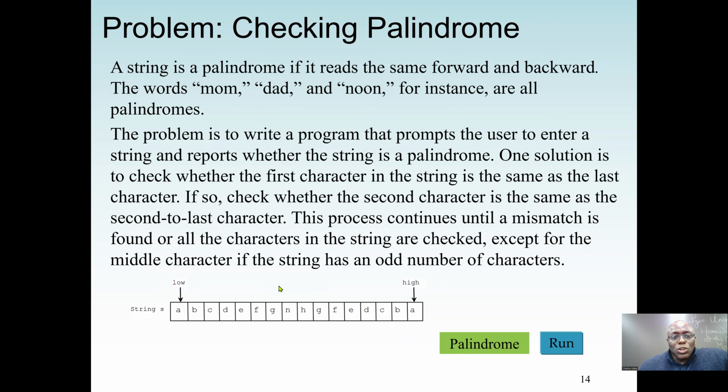In these lectures, we're going to learn how to write Java code to check if a string is a palindrome, or if a word is a palindrome. Here we say a string is a palindrome if it reads the same forward and also backward. A good example would be mom, dad, and noon. If we read it forward or backward, it's the same.